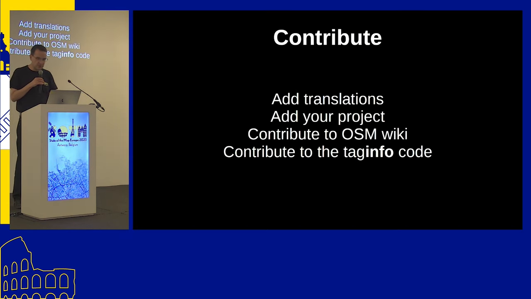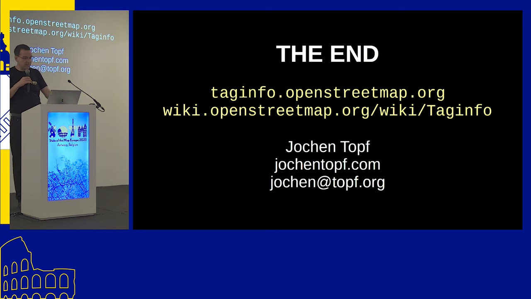So you can contribute to taginfo. You can add translations. You can add your project, as I just explained. Also, just contribute to the OSM wiki. All the stuff that you put in there will show up in taginfo. And you can also, of course, contribute to the taginfo code. And here again is the website and the wiki page that has more information about how taginfo works, how translations can be done and all that. Thank you.